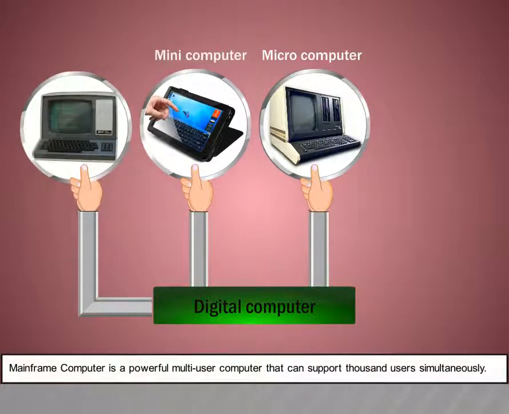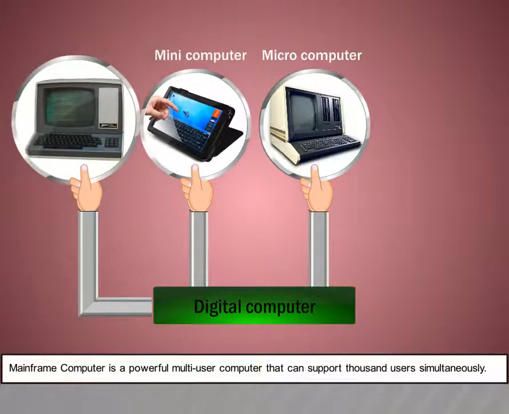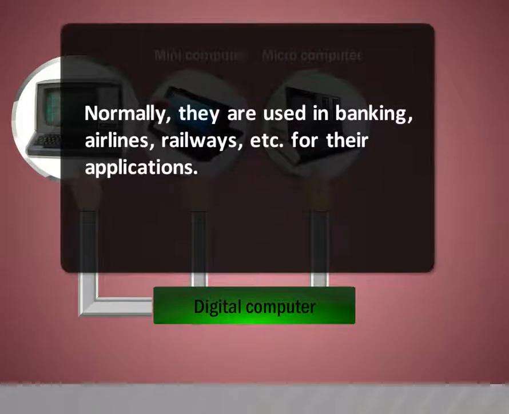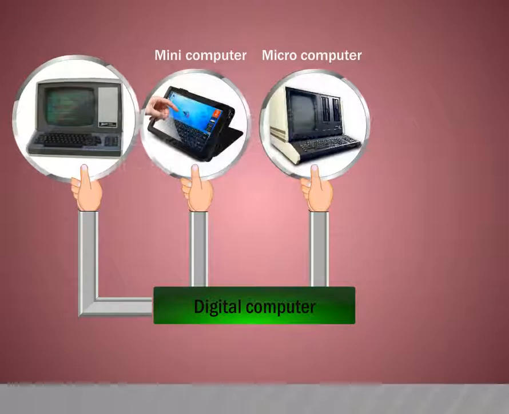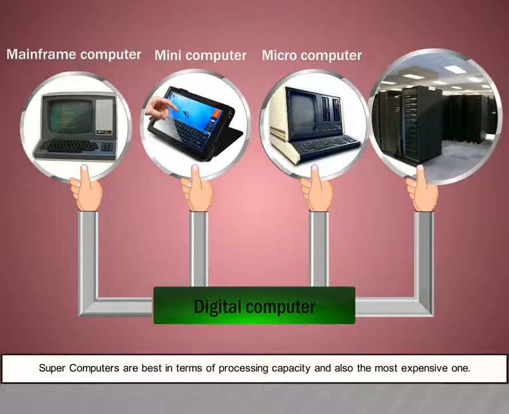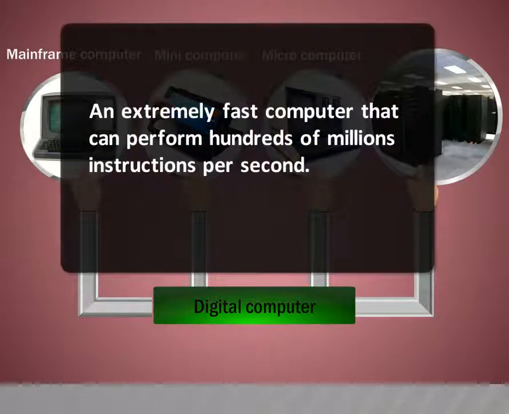Mainframe computer is a powerful multi-user computer that can support 1,000 users simultaneously. Mainframe computers can also process data at very high speeds, that is, hundreds of millions of instructions per second, and they are also quite expensive. Normally, they are used in banking, airlines, railways, etc. for their applications. Supercomputers are the best in terms of processing capacity and also the most expensive. A supercomputer is an extremely fast computer that can perform hundreds of millions of instructions per second.